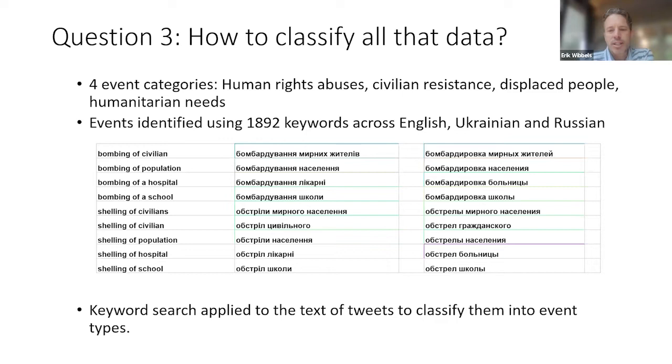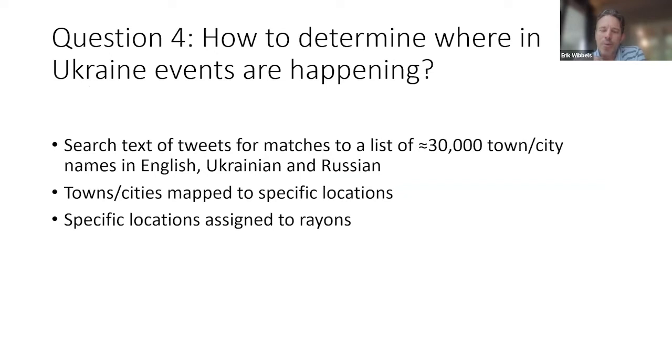Now, a question that I worked on a fair amount and has been surprisingly hard is how then to determine where these events are happening. So Twitter will give you the location of a person sometimes, but the location is typically where they opened the account, not where they happen to be tweeting from in that moment. And it's not clear that you actually care so much about where someone is on the planet, so much as what's being referred to in the tweet. If it's referring to an event that happened someplace else, you want to know what that someplace else is. So we're searching the actual language of the tweets for a match to a list of about 30,000 names of towns and cities.